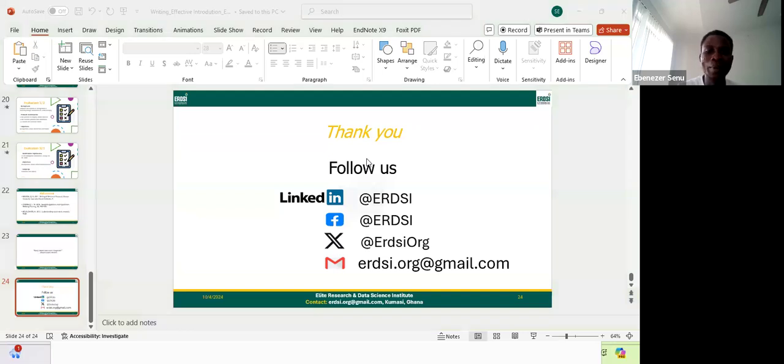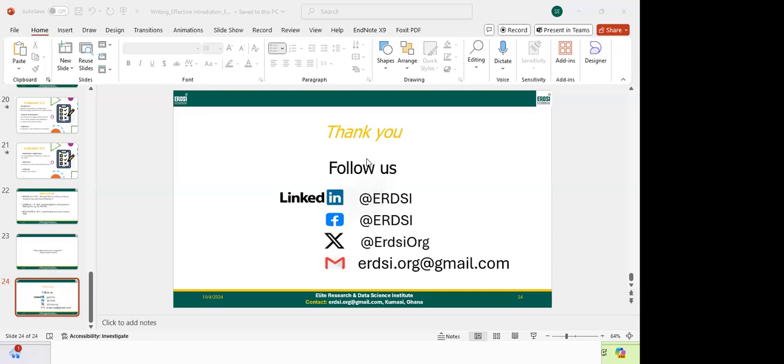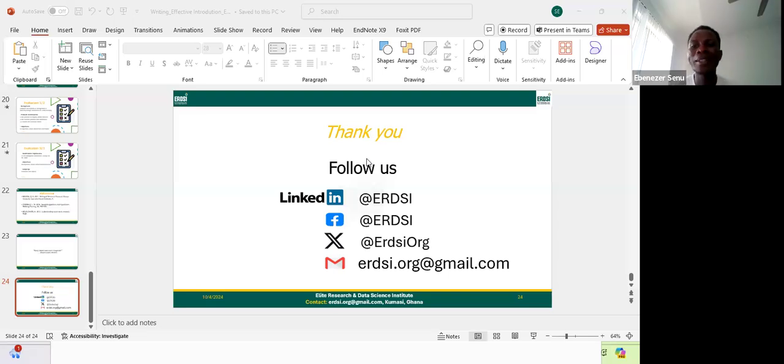In all, how many pages should chapter one have? Chapter one can be, for example, the background would be about 2 to 3 pages. Problem statement, justification, 1 page.